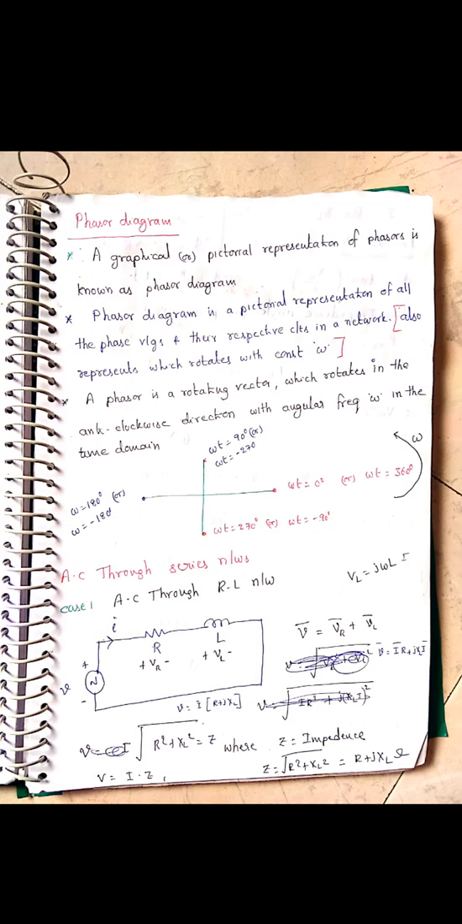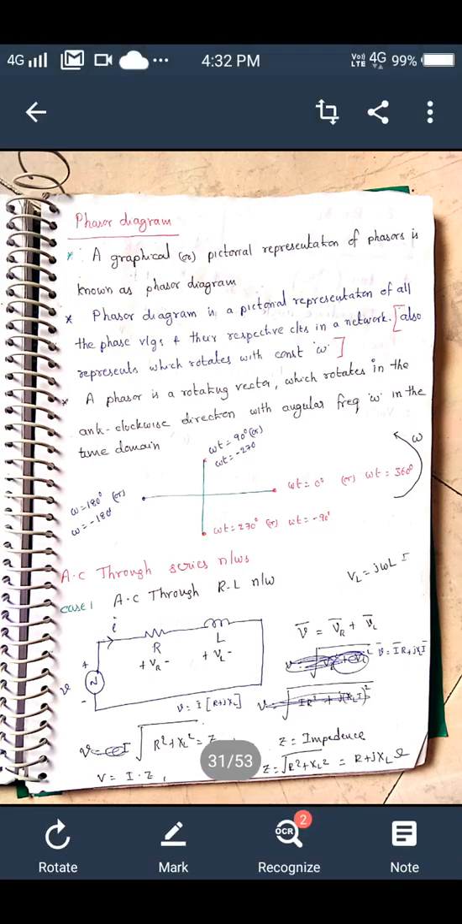If we apply KVL to this loop, we get supply voltage equal to the vector sum of VR plus VL. Applying Ohm's law, VR is equal to I into R, and the voltage across the inductor is equal to I into XL. Current is the same, so taking current common, V is equal to I into R plus J XL, because we use the J operator.